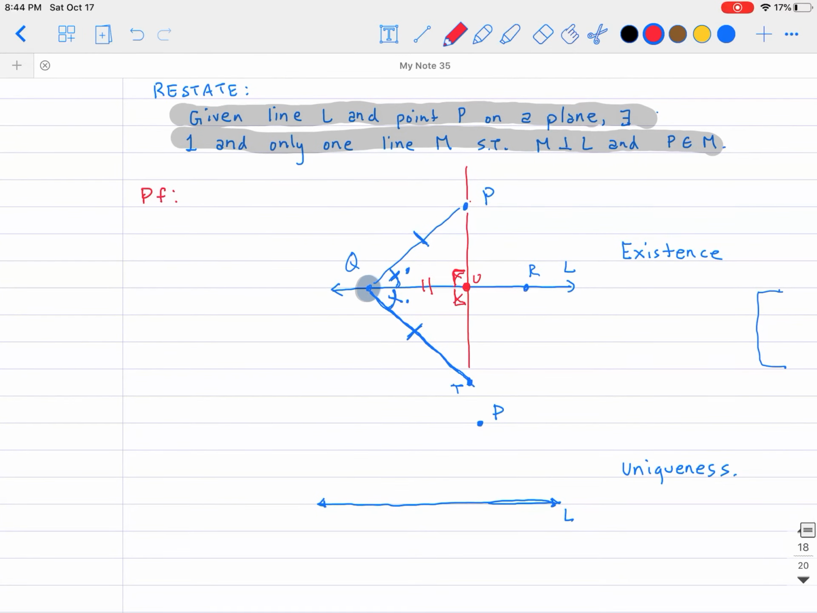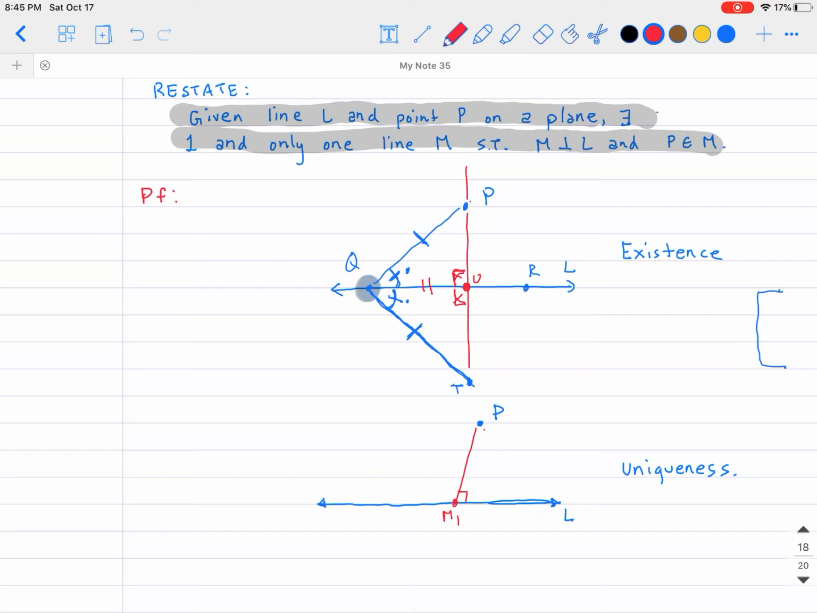Now I want to show the uniqueness part, meaning that there's only going to be one line that is perpendicular to L going through P. So now let's draw that down here. In my picture for the uniqueness part, we're going to do it by indirect proof, just like what we've been doing so far anytime we want to show uniqueness. So I'm going to assume that there are two lines that are perpendicular to L that go through P. And you can probably guess it's going to look really funny.